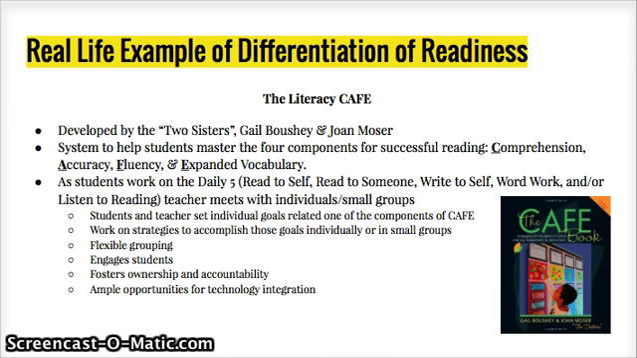It stems off of the Daily Five: read to self, listening to reading, read to someone, word work, and write to self. As students build stamina in these five areas, the teacher meets with students individually and in small groups to practice pertinent strategies. Students and teachers set individual goals based on CAFE, and students work on these goals independently, with their teacher and in small groups.